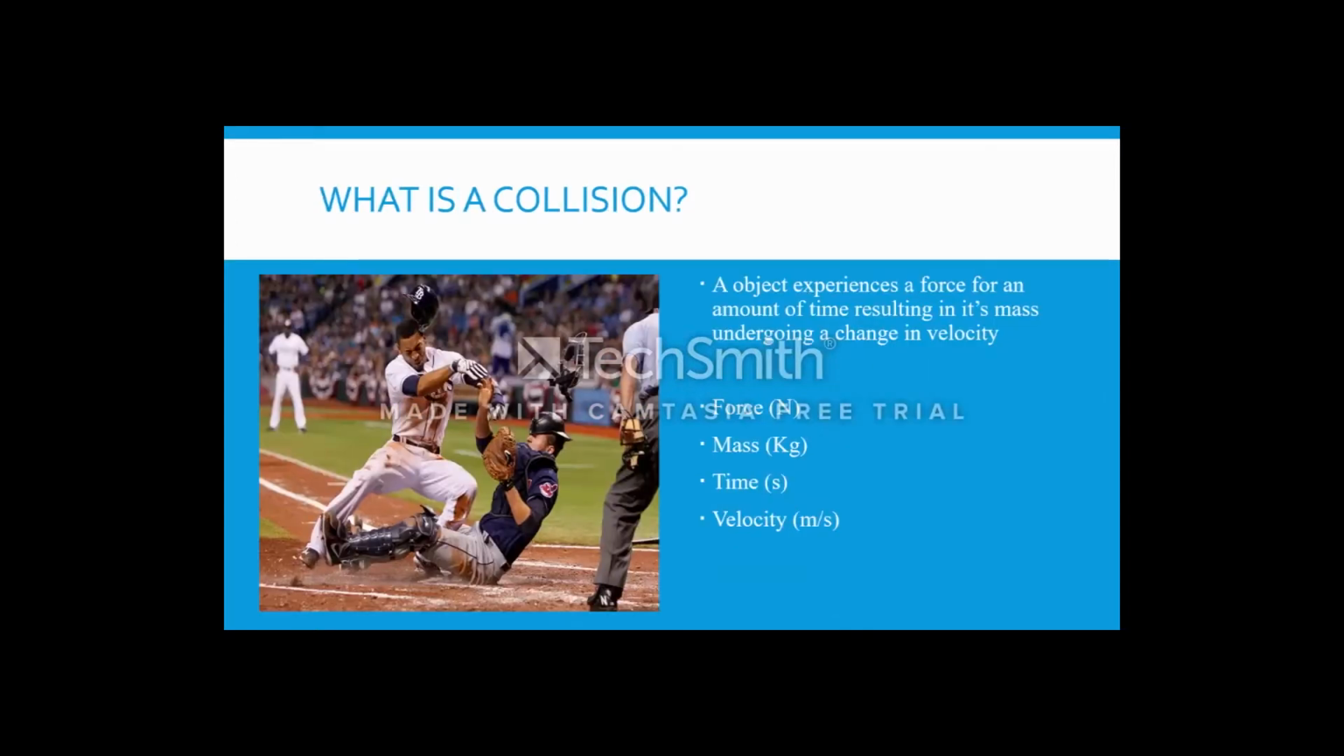Alright, so basically we need to understand what a collision is in physics, conceptually. An object experiences a force for a variable amount of time, which is the collision time, delta t, which results in that object or mass undergoing a change in velocity. And in our example at the end, our final velocity will be 0, and our starting velocity will be the speed of the car.